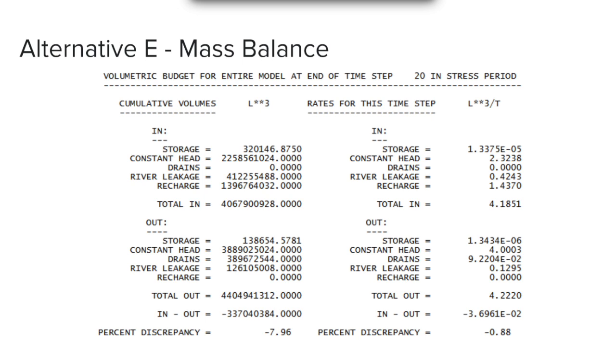This is the mass balance for alternative E. We can note that the river outflow here is 0.1295 and that the percent discrepancy is negative 0.88. This is less than 1% and therefore we are considering it acceptable.